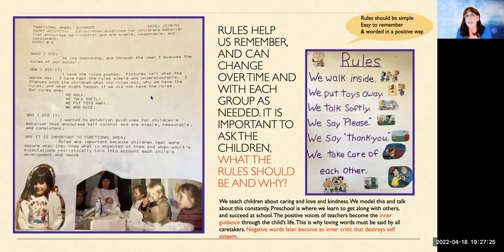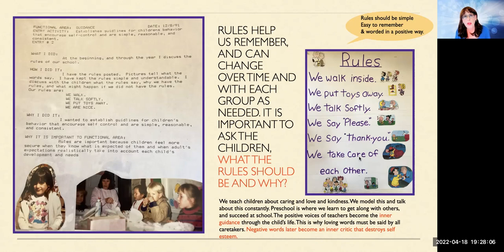And then we are nice. Now, that rule is a little bit hard to understand if a child doesn't understand what it is to be nice. And so explaining that and maybe even showing that in images is very important. Showing pictures of walking, showing pictures of kids helping each other is very important. So again, here's a rules chart we had. We walk inside, we put toys away, we talk softly, we say please, we say thank you, we take care of each other.